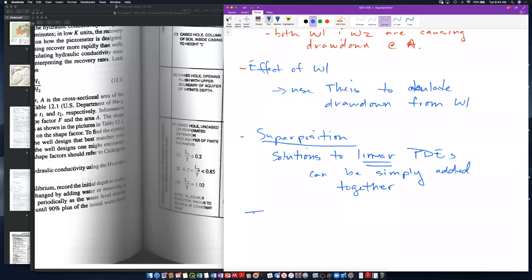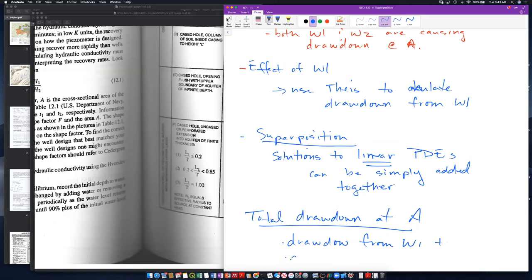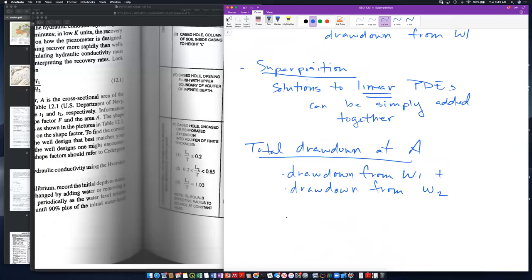So the total drawdown at A is simply the drawdown from W1 plus the drawdown from W2. So in other words, the drawdown at S sub A is equal to the drawdown from 1 as if W2 didn't exist, plus the drawdown from 2 as if W1 didn't exist. And this is the principle of superposition in action.